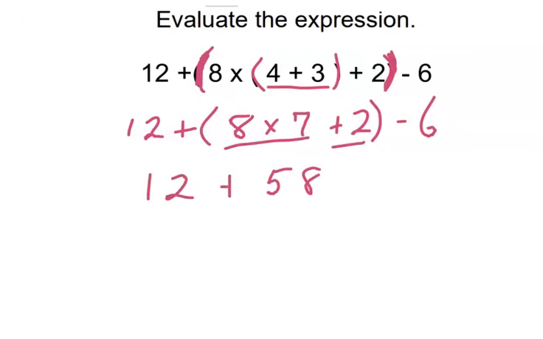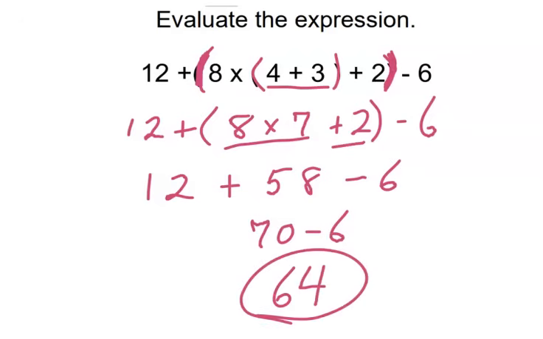So now we're left with 12 plus 58 minus 6. So now we just do left to right. We have 12 plus 58, and that equals 70. So we have 70 minus 6. Then we subtract that 6, and we are left with 64. Okay, 64 is our answer when we follow the order of operations and evaluate the expression.